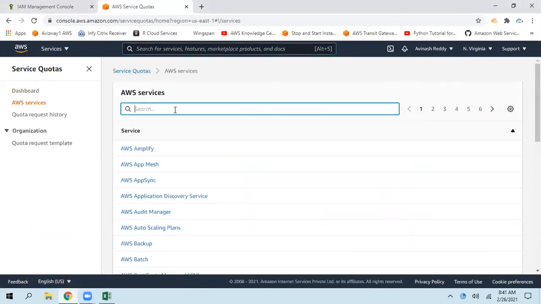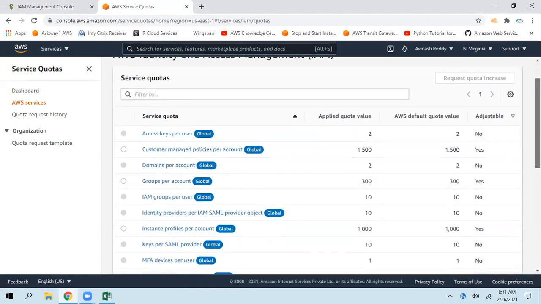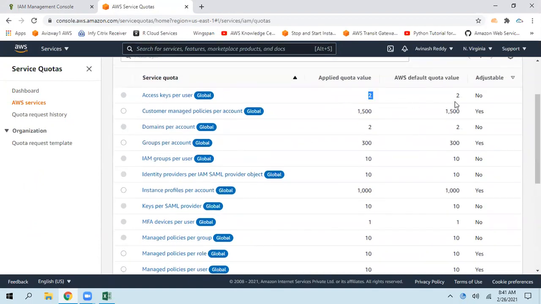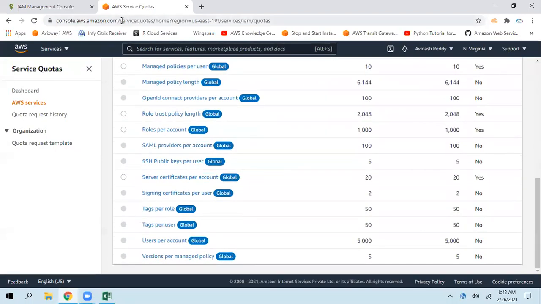It tells all the service quotas for identity and access management: how many IAM users you can create, how many groups you can create. For example, you can have 300 groups per account. IAM groups per user: one user can be a member of 10 groups. And how many access keys? Only 2. Is this adjustable? No. Customer managed policies, we can have 1500. Those are all things you can find under service quotas.